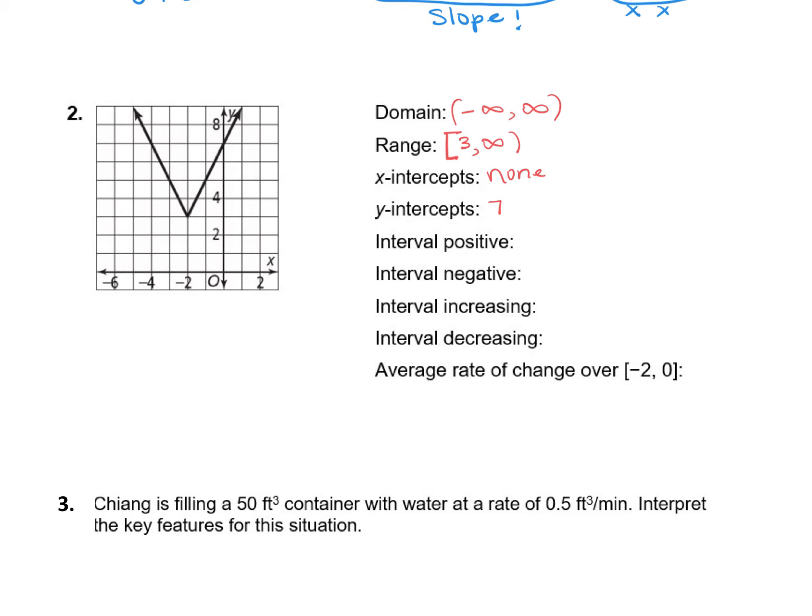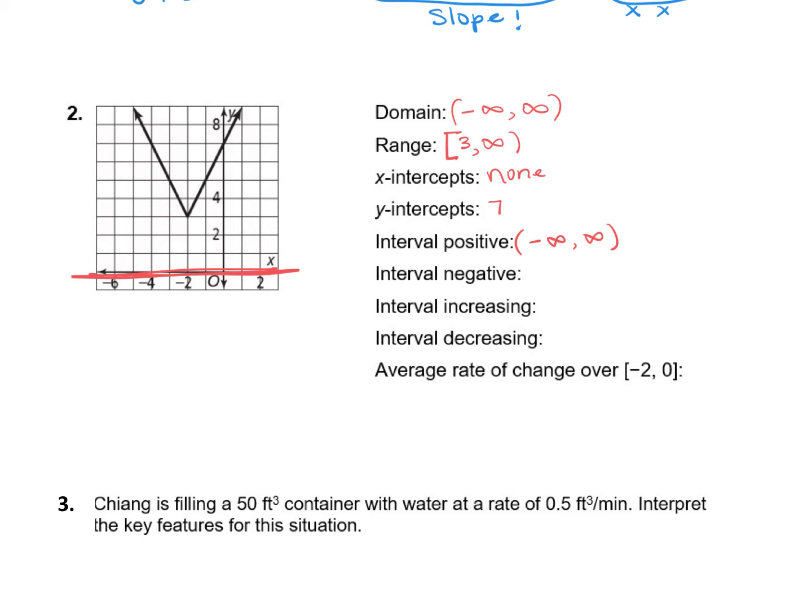All right, interval where our function is positive. Remember, positive means above the x-axis. Well, the whole thing is above the x-axis. And we're going to focus on the interval of the x values. So all the x values going to the left, all the x values going to the right. All of those x values, you have a positive interval. So from -infinity all the way to +infinity.